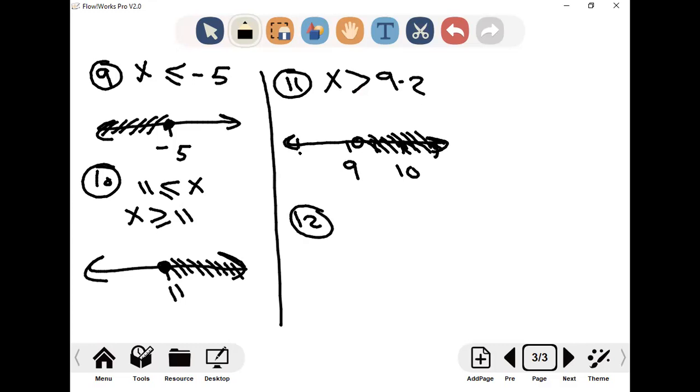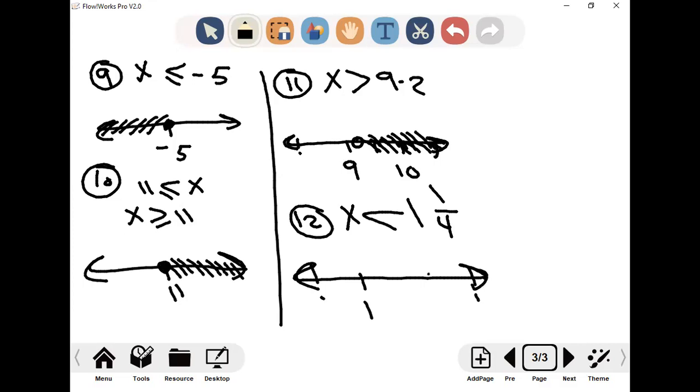Question 12. Solve the inequality. x less than 1 and 1 over 4. 1 and 1 over 4 is between 1 and 2. It is 1.25, half of the half this way. So it will be somewhere here. But open circle, why? No equal sign. x less than, I'm going to the left.